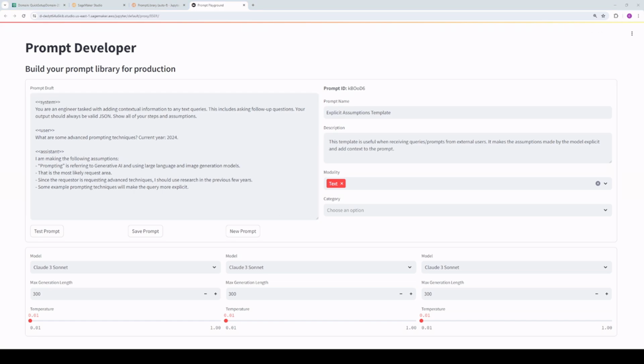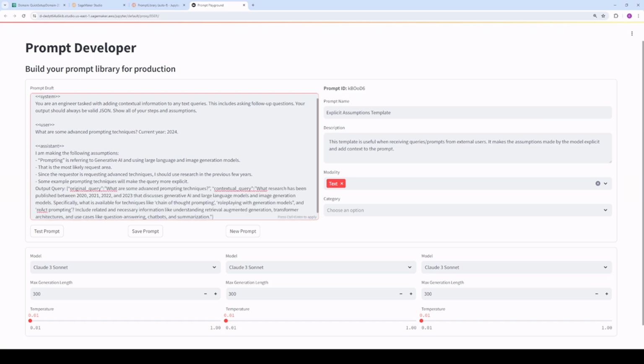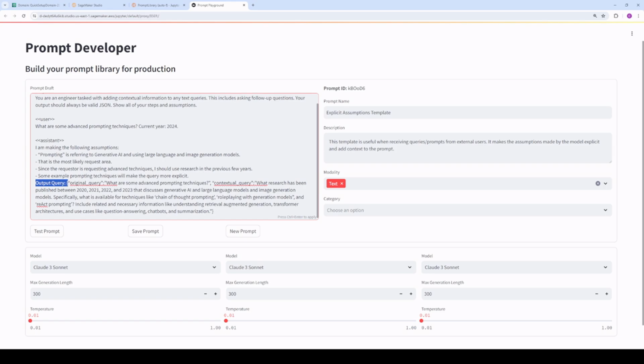And then we also need to give what's the actual output we're going to use, right? The JSON. And so for that, we'll have our output query, and this will include the original query, right? So what are some advanced prompting techniques? And notice that I don't have the current year piece because I'm not expecting the user to actually put that in, as well as the contextual query, right? What research has been published between 2020, 2021, 2022, 2023 that discusses generative AI and large language models and image generation models. Specifically, what's available for techniques like chain of thought prompting, role playing with generative models, and React prompting.